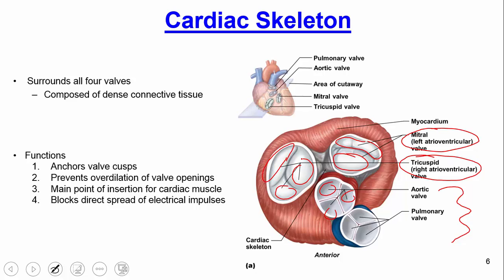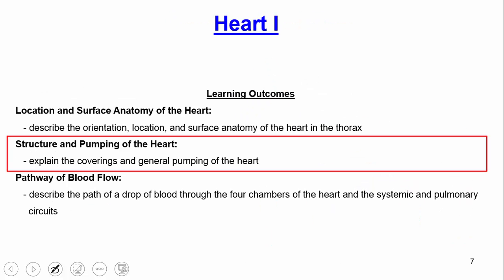They're the points where you have a connection with the cardiac muscle. And then finally, they block direct spread of electrical impulses. So the heart is firing at a proper rate. Whenever you have a heart contraction, it is caused by an electrical impulse. And we're going to talk about that in the next lecture. We're going to save that because there's actually quite a bit to it. But I just want you to realize at this stage that the cardiac skeleton does prevent the spread of electrical impulses. In other words, not going all over the place, but only going where they should to help the heart pump in a proper manner. Okay, so that's a little bit about the structure and the pumping of the heart.